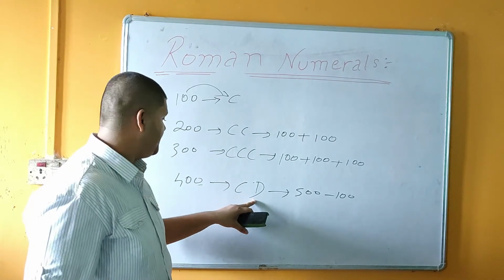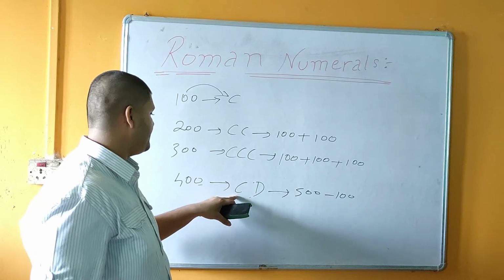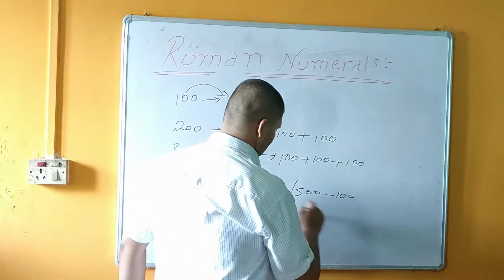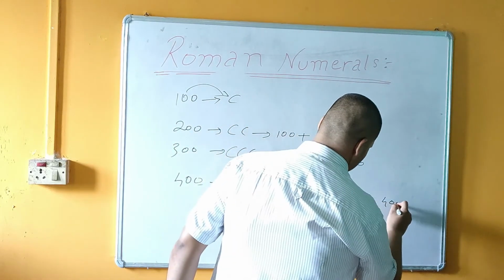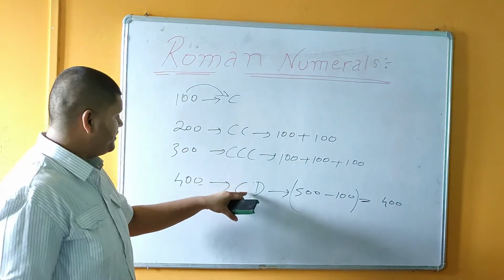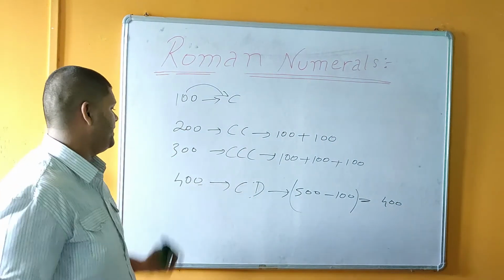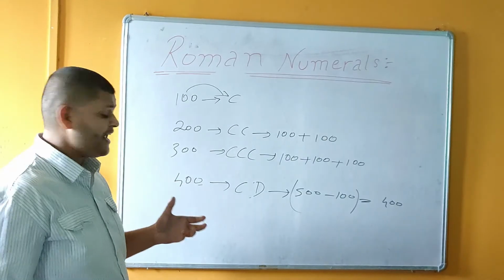That's why we have taken D and we want to subtract 100. Then it will give 400. Okay, this is 400. How do we know that we have to subtract from D? This is just because of the practice.